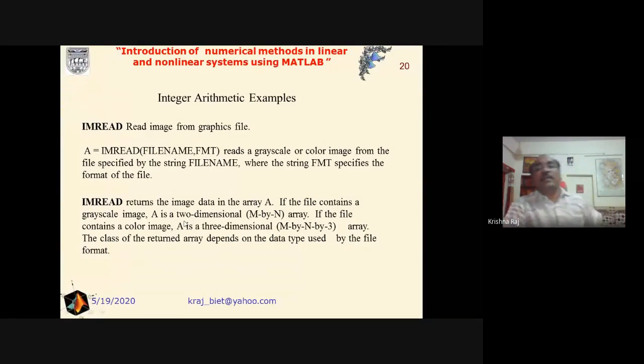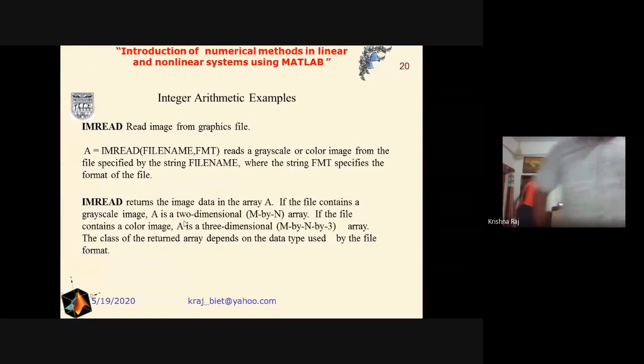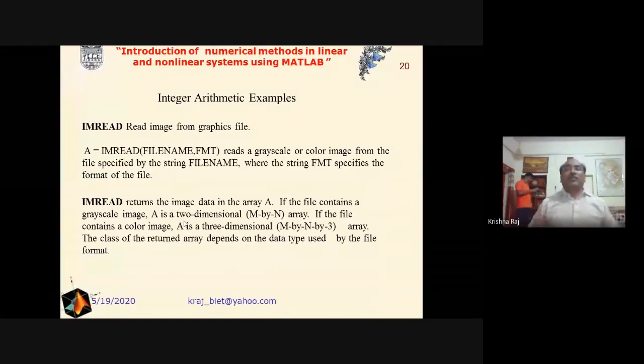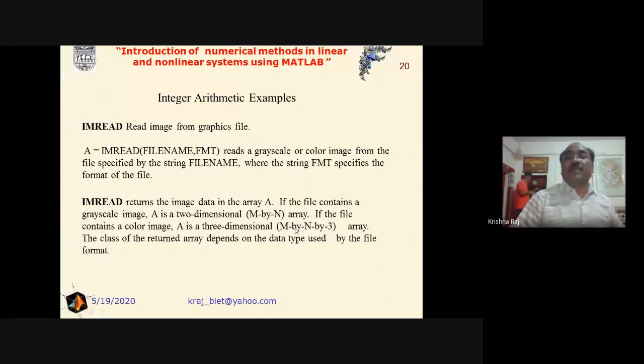And when we are interested in a colored image, then for color we have to use three colors, that is RGB: red, blue and green. For those colors, three matrices are required here. So the m cross n by 3 will be the array here.